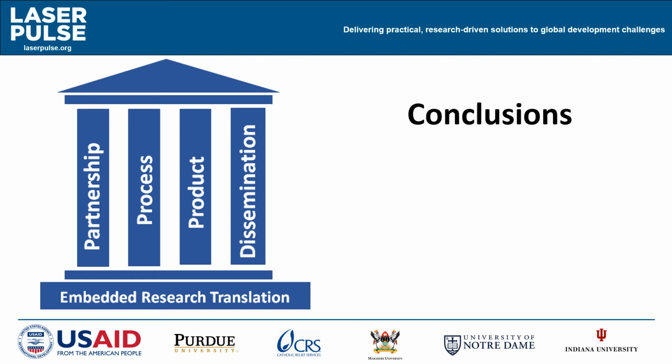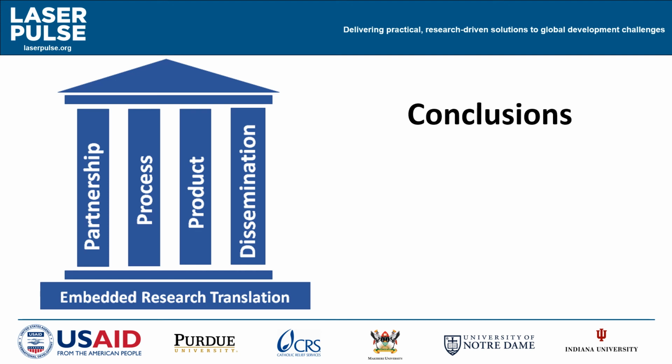To summarize, we have covered approaches to research translation partnership, process, translation product, and dissemination. LaserPulse sees the trajectory of translation as a cyclical process from discovery to field-tested solution to wider application to impact, so it's difficult to determine one finite point when translation is complete. As research translation progresses, it is possible to measure success by examining the outcomes of the research itself, the outputs of the translated products and their dissemination, the outcomes of their use, and finally, the impact of that wider application.